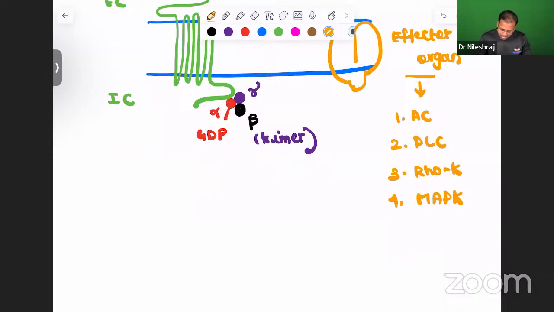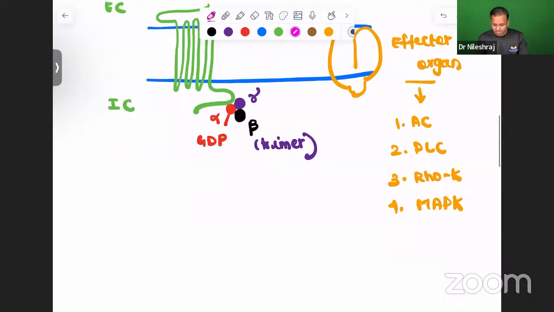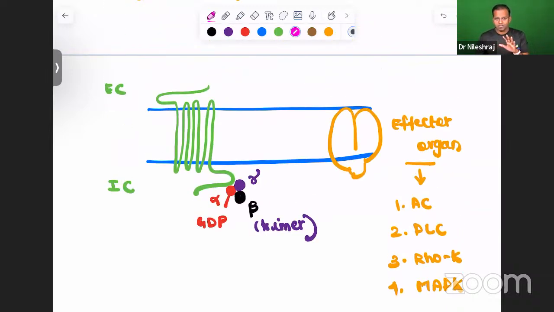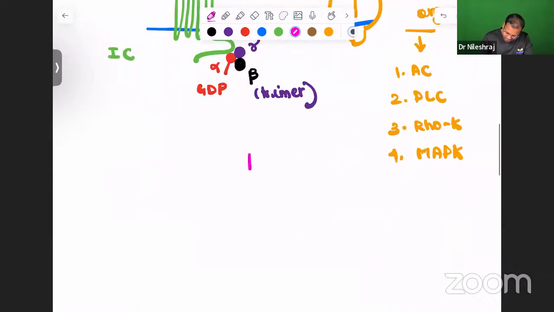So this is what happens whenever the nerve or something is at rest. Whenever the membrane is at rest, the receptor is there, G proteins are there, the alpha subunit is bound with GDP molecules, and we have the effector organ there. Now comes the next important query. What if a ligand or any other molecule or a drug molecule comes and binds with the extracellular area? Now that's the next step, buddy.